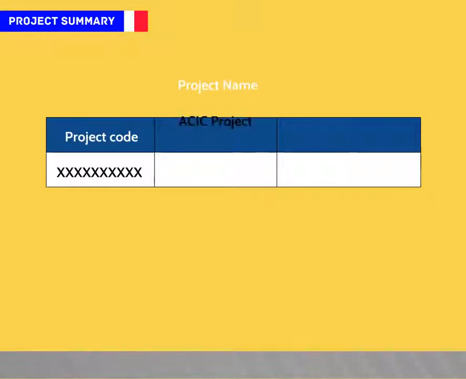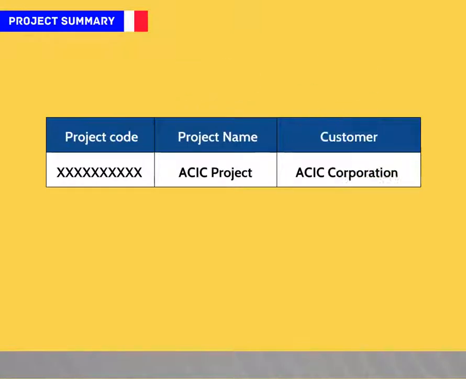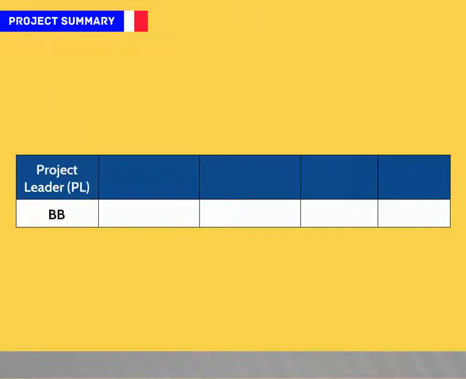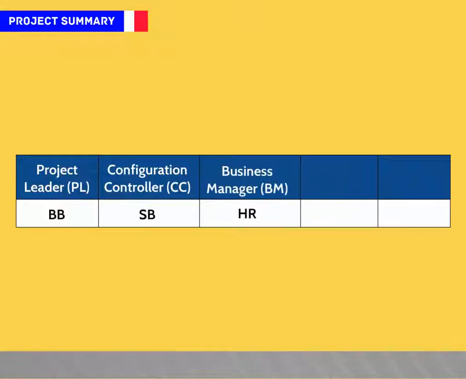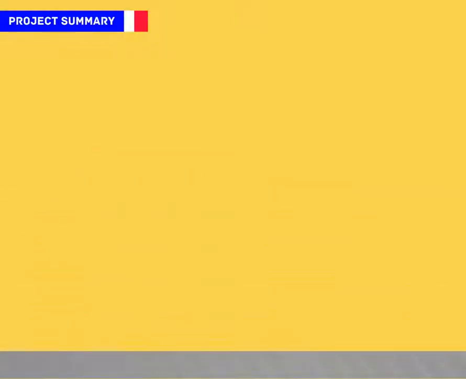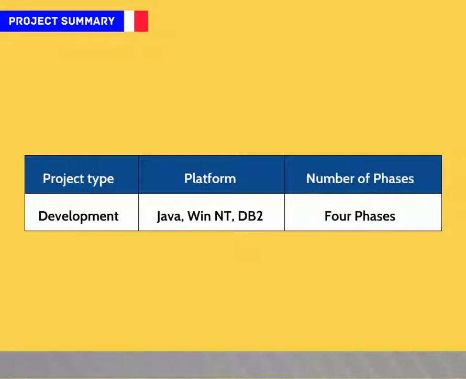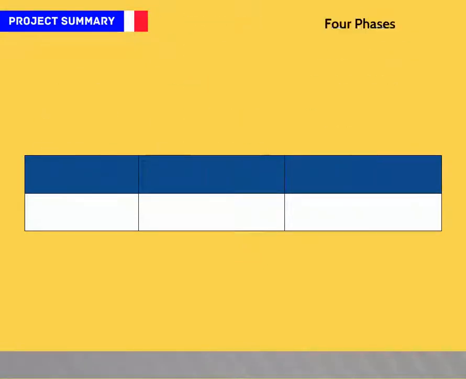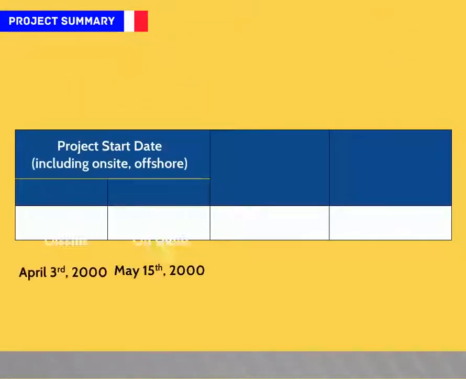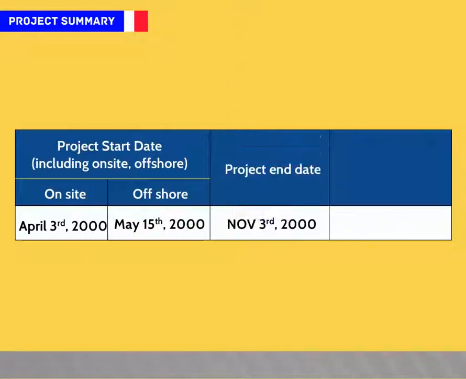Project code, project name, customer, project leader, that is PL, configuration controller, that is CC, business manager, that is BM, backup PL, backup CC, project types, platform, number of phases, project start date, project end date, total estimated revenue.